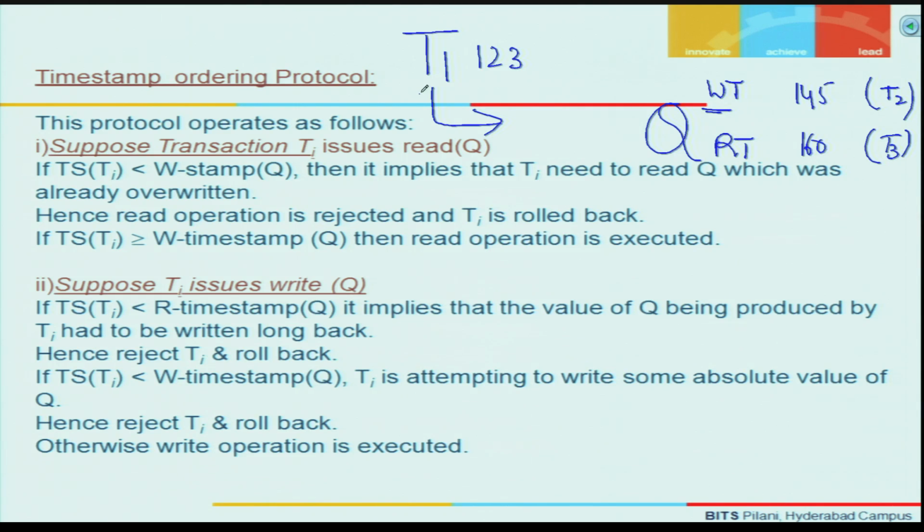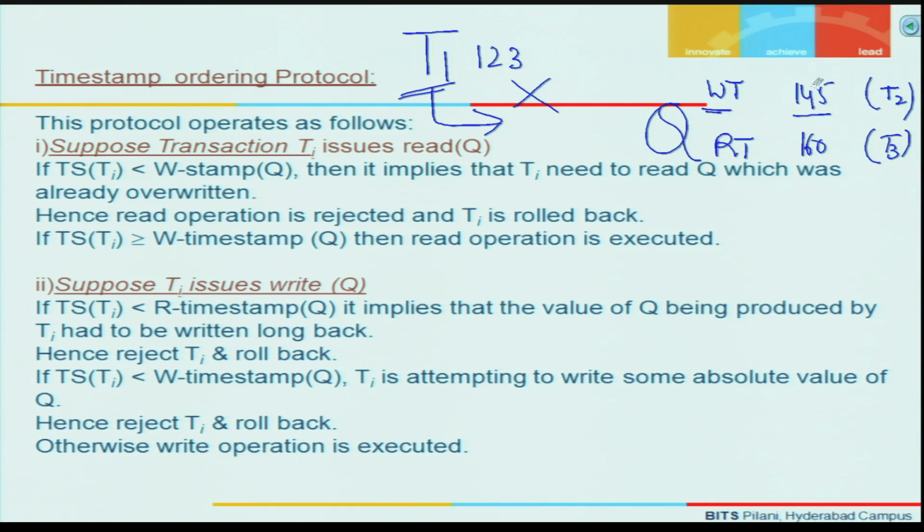You check whether the timestamp of T1 is less than the write timestamp. In this case it is yes, that means T1 is the older transaction, but due to some reason the younger transaction T2, whose timestamp is 45, has modified the data item, hence T1 may be reading some incorrect data item, hence don't honor the request.